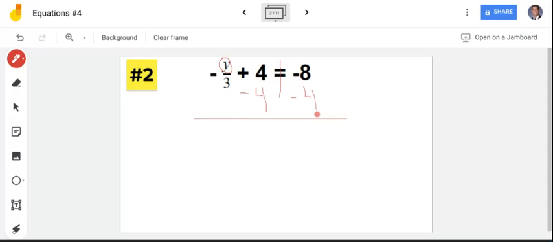That way, these 4's cancel, right? 4 minus 4, that's 0. So those terms are gone. And I'm only left with this term right here, which is negative y over 3. I bring that term straight down. So negative y over 3.